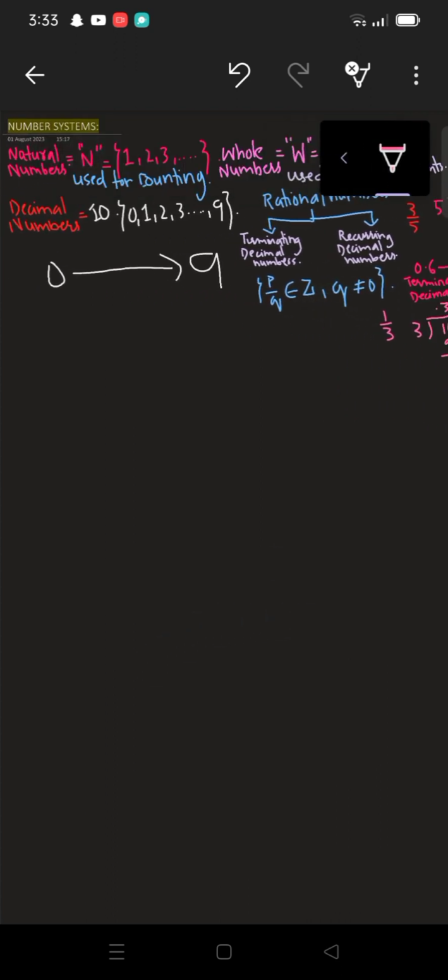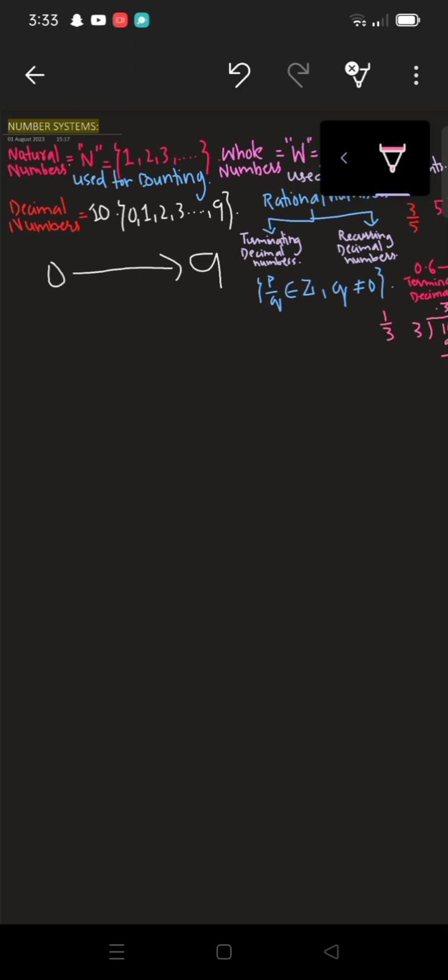Now, if you have a number which is terminating, of course that would not be recurring. Alright, so if that number is terminating, it is a rational number. Like 0.6, we know that 0.6 is not a recurring decimal number, however it is a terminating decimal number, so it is a rational number.